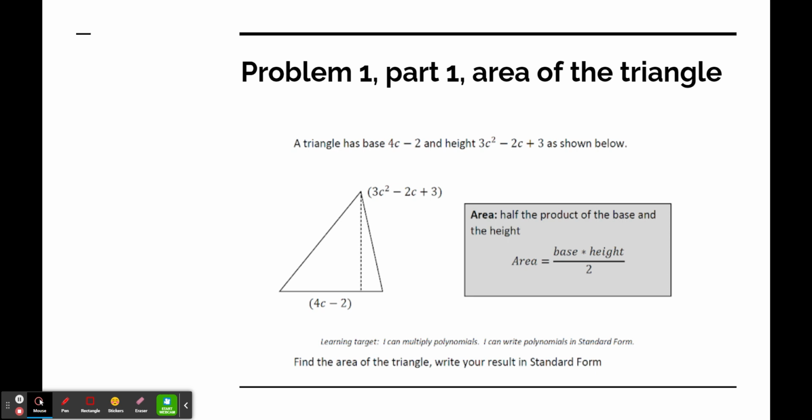So don't overthink it. Really what we're just doing, follow order of operations, we're going to do the base times the height. So we're going to take that 4c minus 2 polynomial and multiply it by the 3c squared minus 2c plus 3 polynomial. So after multiplying those, which you should use that box method for, you're going to divide by 2. And what that looks like is just dividing each term of your answer by 2. You shouldn't end up with too ugly of numbers. Don't be afraid of getting something like a 2.5, but most of them should come out to whole numbers. All right, so let's pause the video, and in a few minutes, we'll move on to the next page.